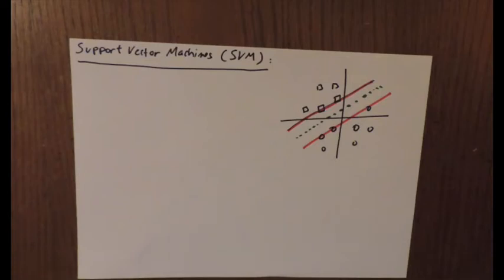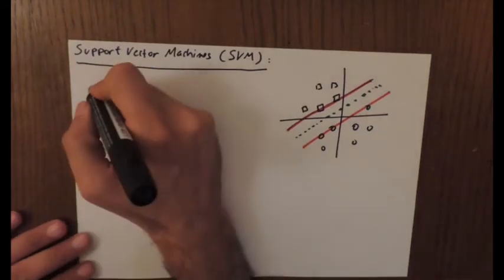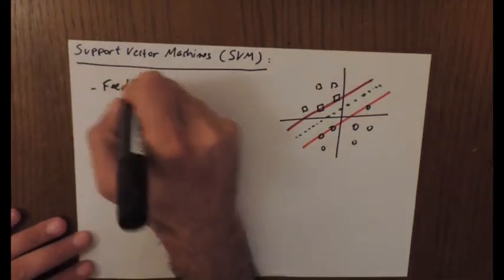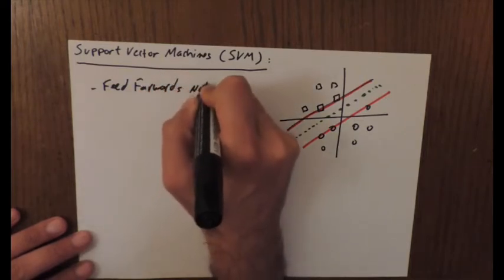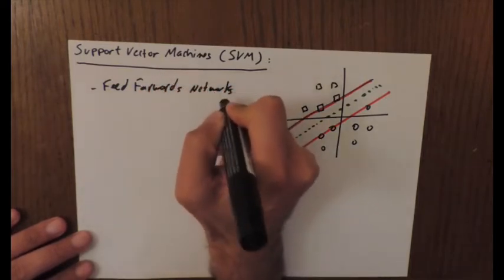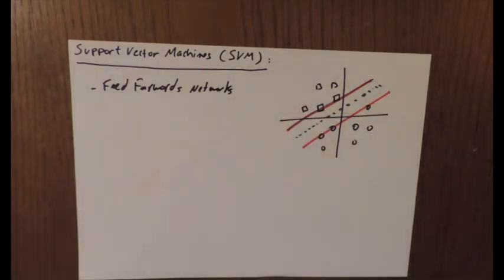Hello everyone, in this lecture we're going to discuss support vector machines. Support vector machines are a special category of feed-forward networks. We've seen feed-forward networks with multi-layer perceptron. The main idea of support vector machine is data separation.